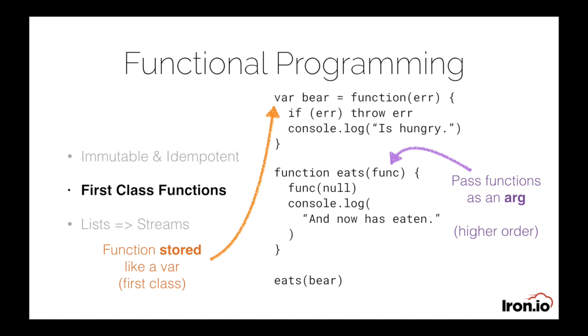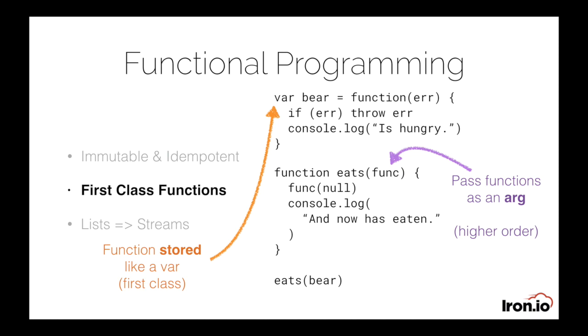So it's kind of like saying if we can store other data types inside of a variable, arrays, strings, integers, whatever, why not store functions in there as well? And then once you're able to store a function inside of a variable, why not be able to pass that into another function as an argument of that function?